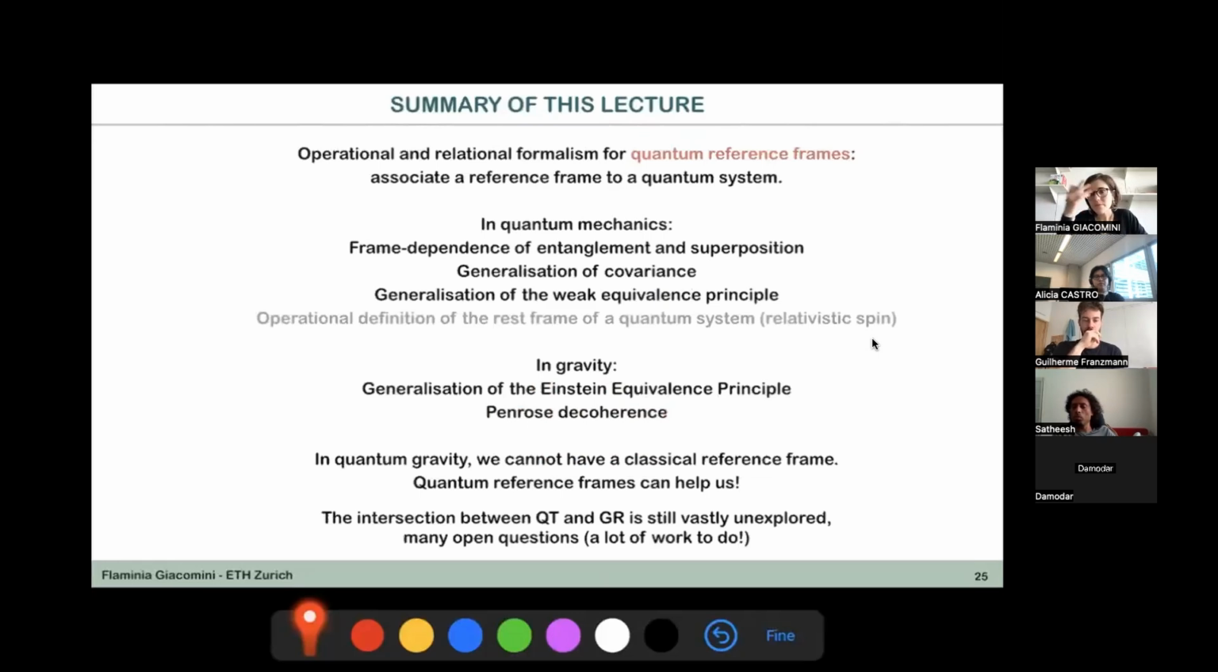Now, in quantum gravity, we cannot have a classical reference frame, and the hope is now to take this approach and use a bottom-up approach towards non-classical spacetime to include the need for quantum reference frames in scenarios when the spacetime is no longer classical. And this is a vastly unexplored research field. There are many open questions, which also means a lot of work to do.